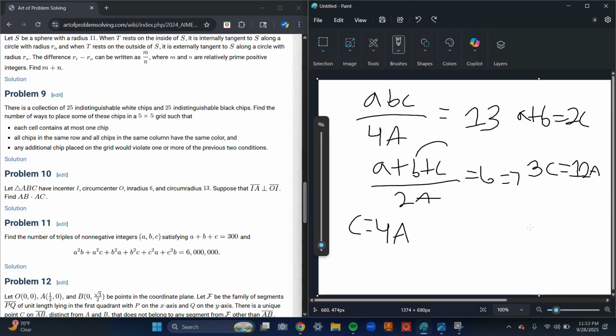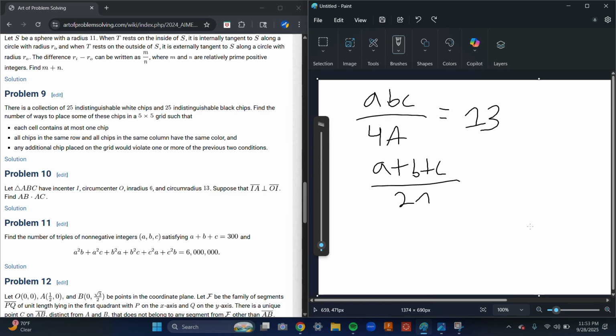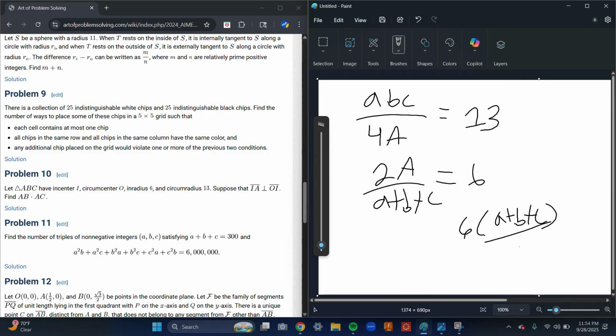Oh, sorry, I made a little mistake here. It's actually the opposite. It's 2A over A plus B plus C equals 6, right? Because the inradius here times the semi-perimeter is just equal to the area. So 6 times A plus B plus C over 2 equals area. So, my bad. Sorry I didn't catch that. But now we have the right expression. So now we still have A plus B equals 2C. So now we have 2A over 3C.